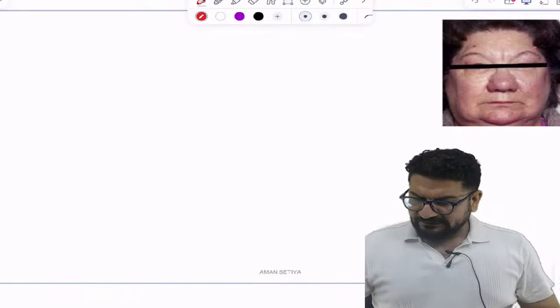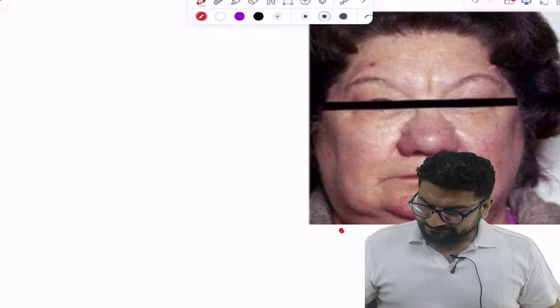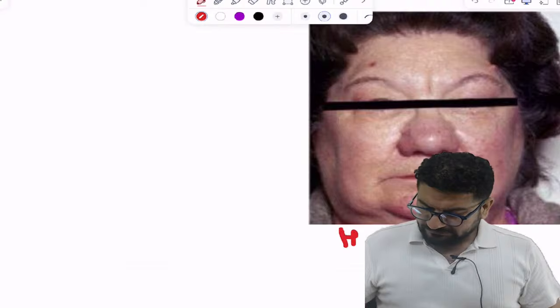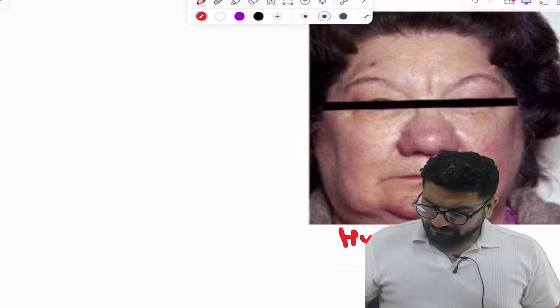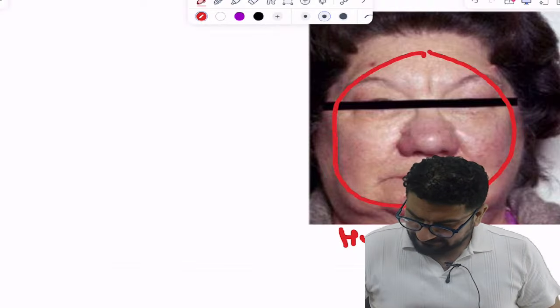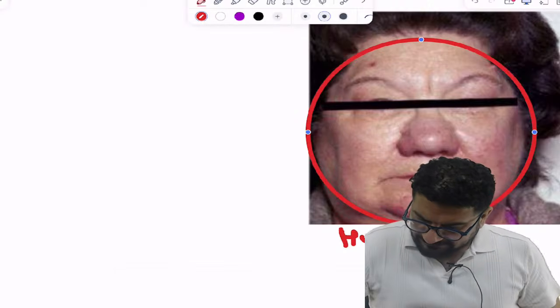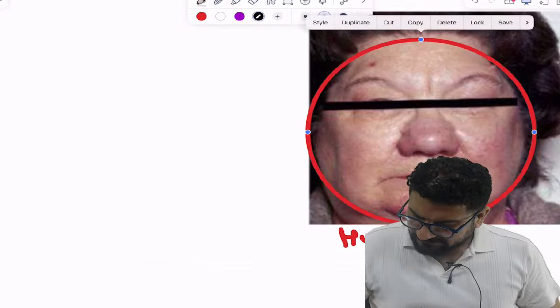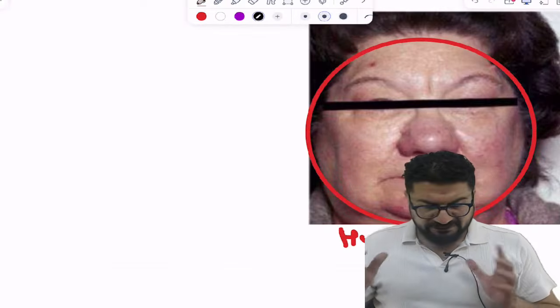Okay, now understand. This is typical hypothyroid face. You can see a typical hypothyroid face. You can see a tight skin, but you can see these xanthomas due to dyslipidemia. You can see skin will be tight.